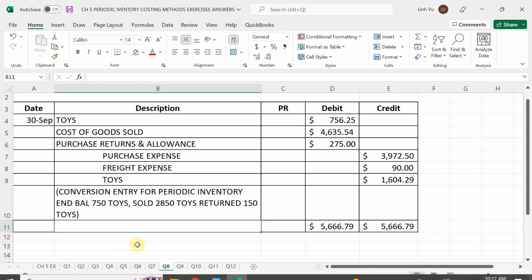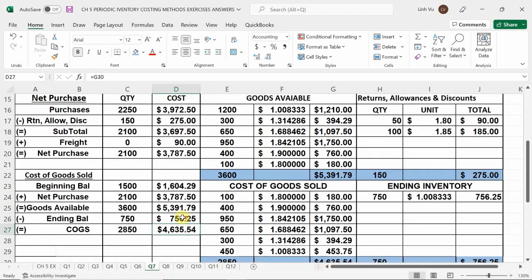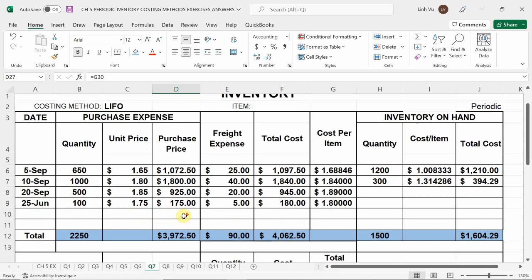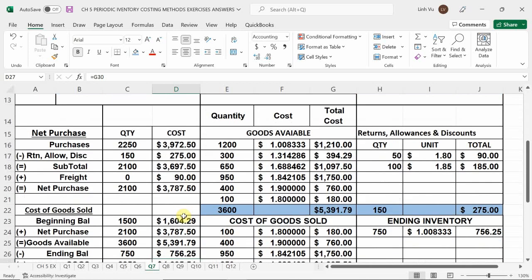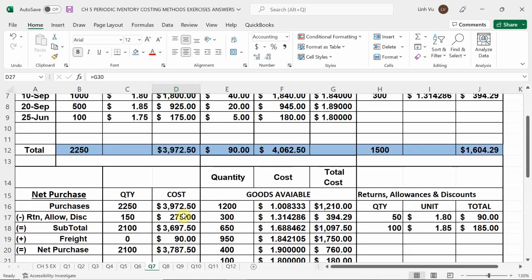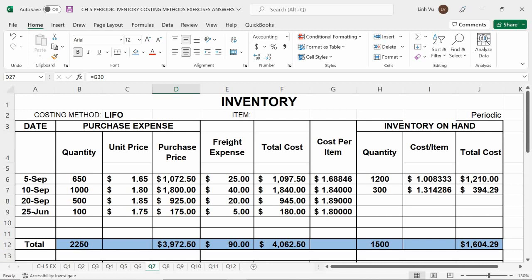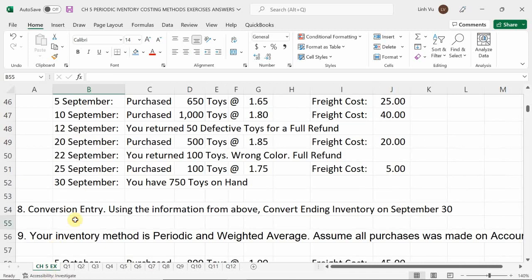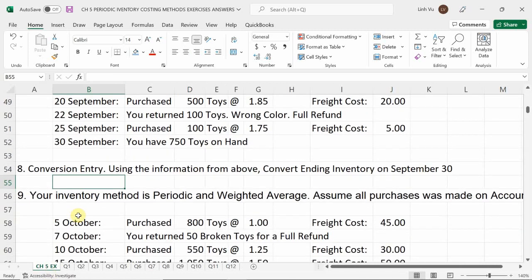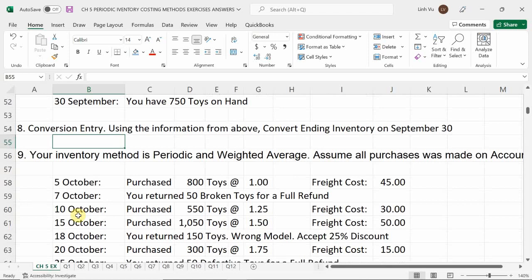All right, so this is where we last left off on the Chapter 5 review. We just completed understanding how LIFO works with the returns and allowances as well as beginning inventory. So now we're going to be moving on to question number 9, where we're going to be doing the last inventory costing method, which is going to be periodic weighted average, okay? And assume that all purchases were made on account. And again, we're going to round our answers to the nearest penny.